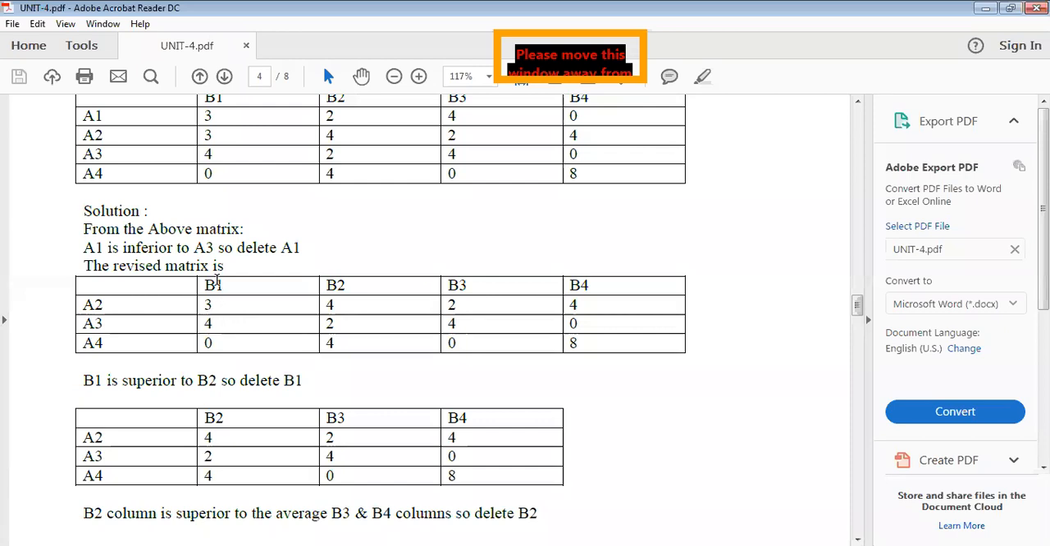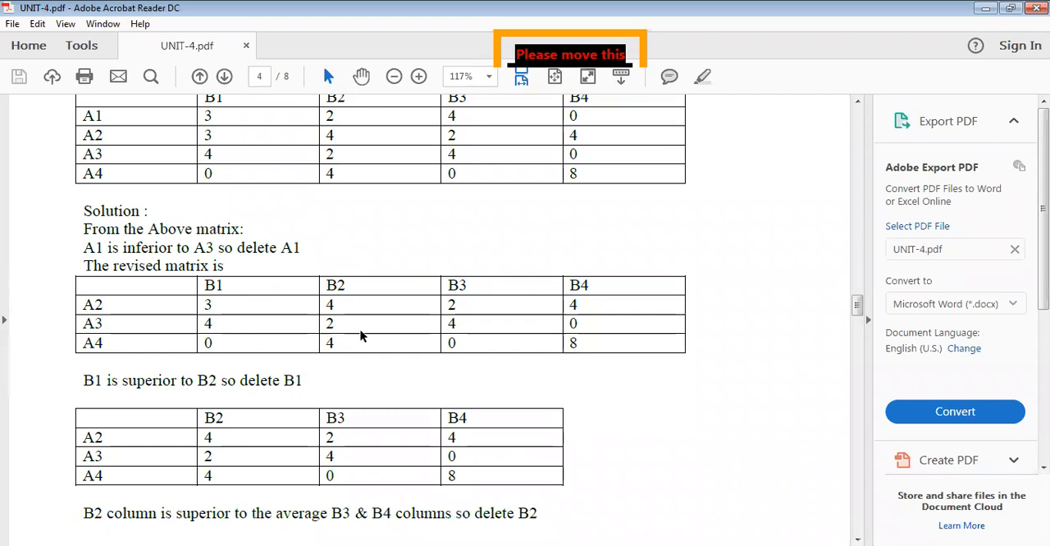So here B1 is dominating B3. B1 is superior to B3. There is something wrong here. B1 is superior to B3. So 3 is superior to 2, 4 is less than or equal to 4, and 0 is less than or equal to 0. Therefore, the first column will be removed automatically.